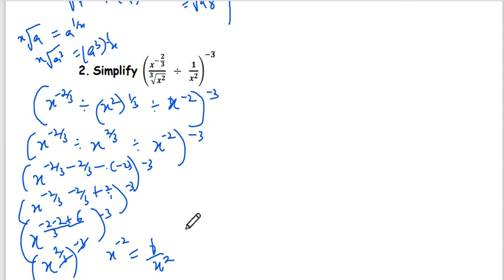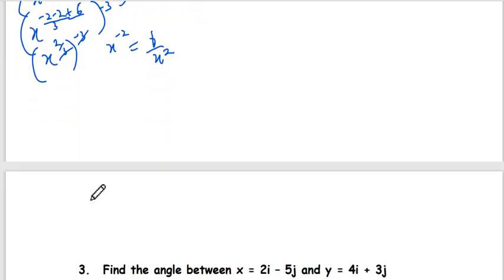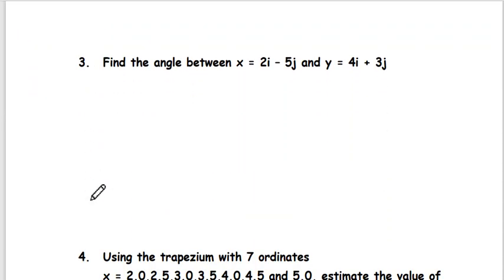You get that? Okay, let's move on to the next question. This one says find the angle between x equals 2i minus 5j and y equals 4i plus 3j. The formula is cos theta equals x dot y divided by the modulus of x multiplied by the modulus of y. Let's get x dot y first.